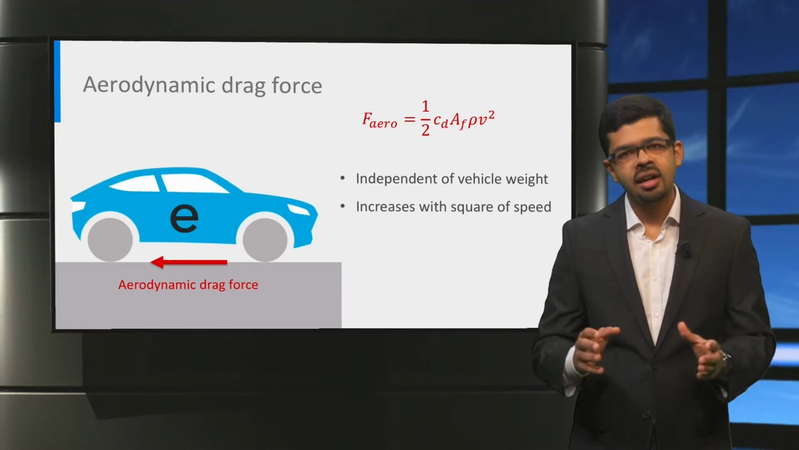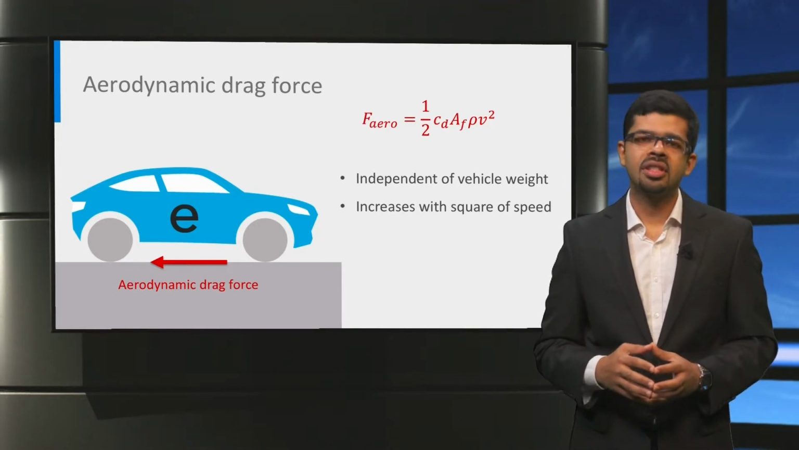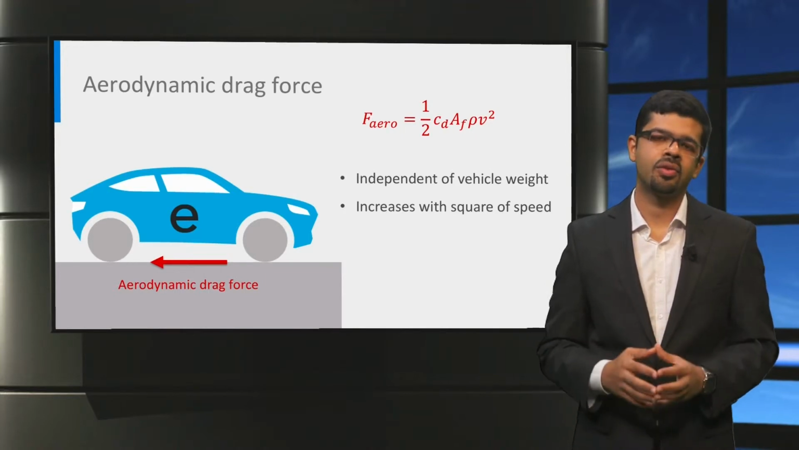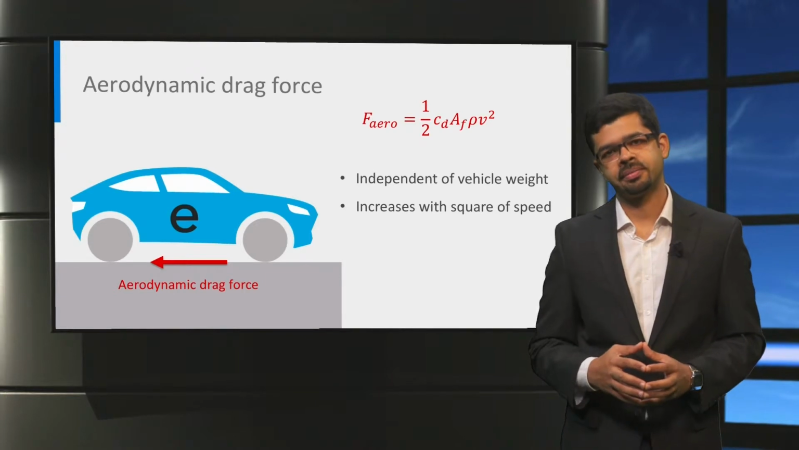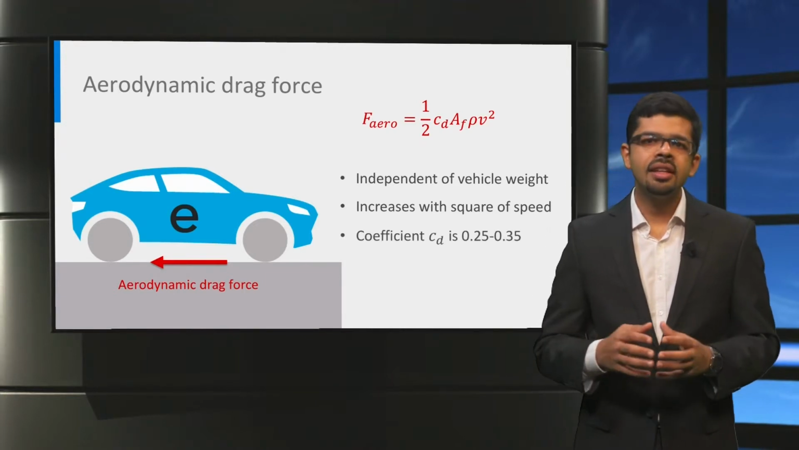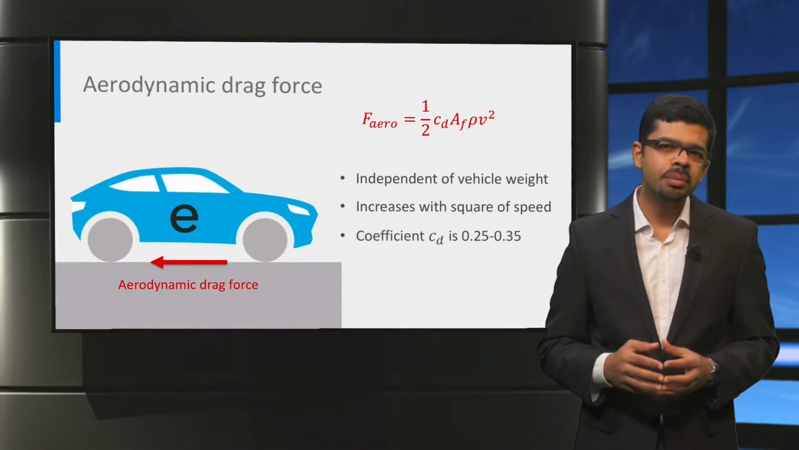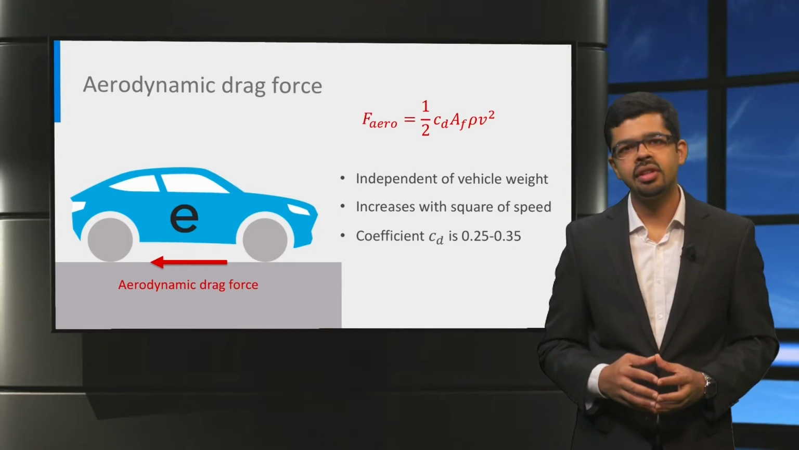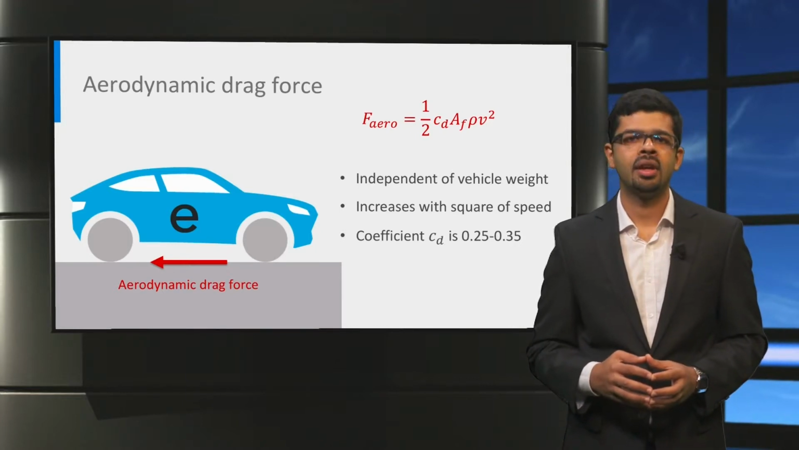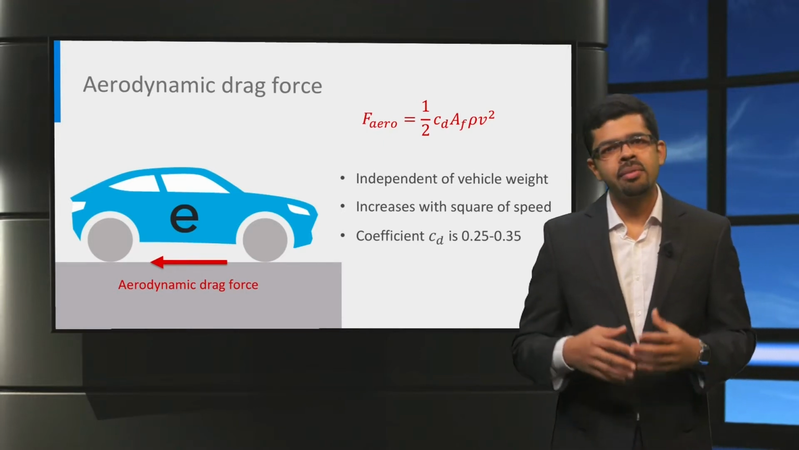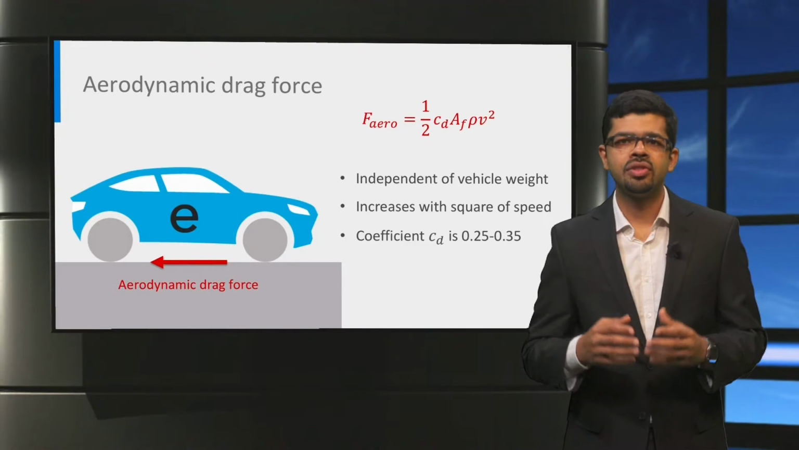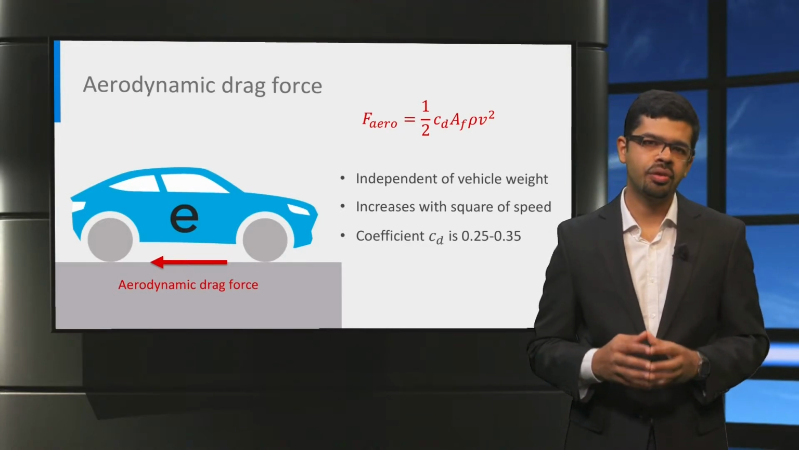That is why in a car, the aerodynamic drag force is higher than the rolling resistance force when the speed is about 70 to 80 kilometers per hour. Secondly, the coefficient of drag is typically about 0.25 to 0.35 for a modern car. SUVs with their typically boxy shapes have a much higher coefficient in the range of 0.35 to 0.45.